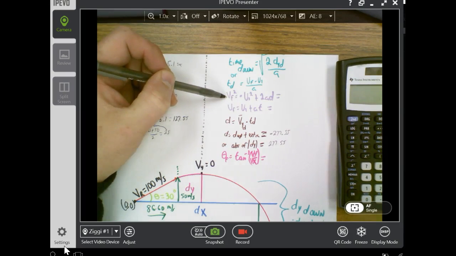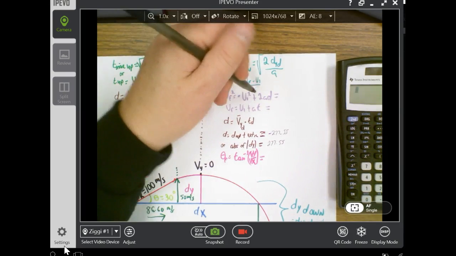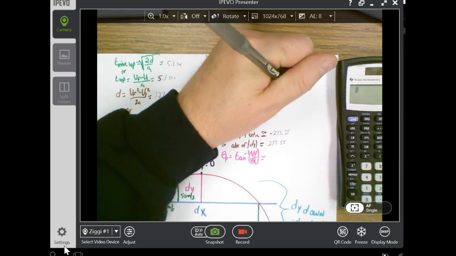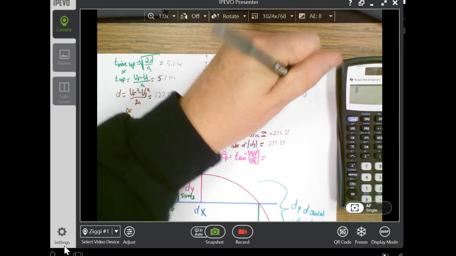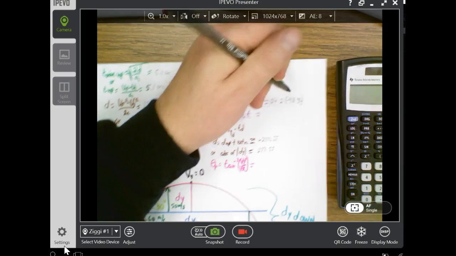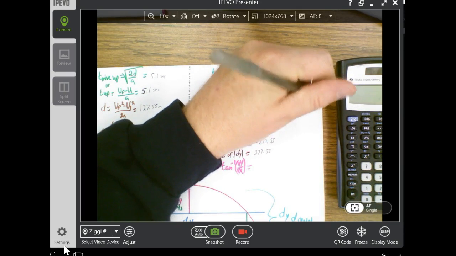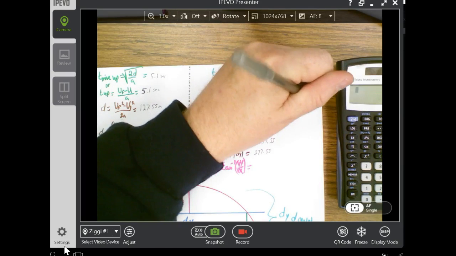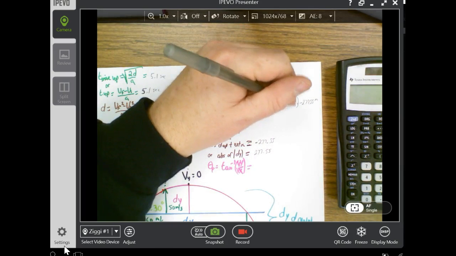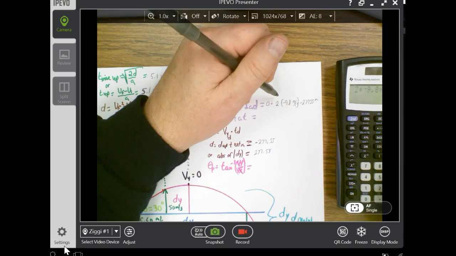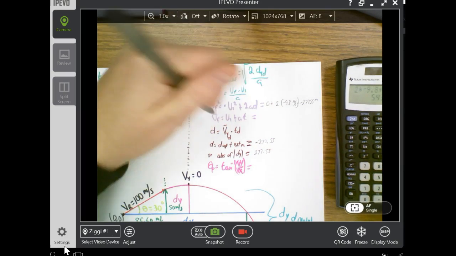I can figure out the velocity final because now I know the distance coming down, so it starts off at 0. So this would be 0 plus 2 times negative 9.8 meters per second squared times a negative 277.55 meters. And this is going to give me meters squared per second squared. So I get 2 times negative 9.8 times negative 277.55. That number is VF squared.